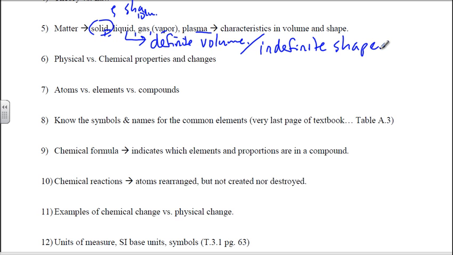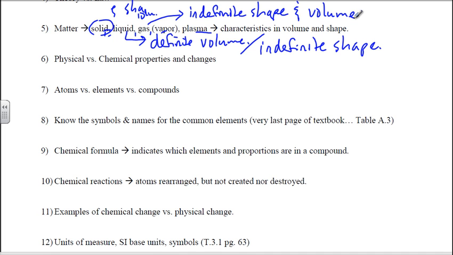Okay? And then the gas, the last one, has both indefinite shape and volume. In other words, you could have 100 milliliters of a gas, give it more space, and it'll occupy that space. It'll expand to 1,000 milliliters. Or it'll change its shape. I could have a gas in a little cylinder and let it out in this room, and it's going to change its shape to fit the shape of this room.